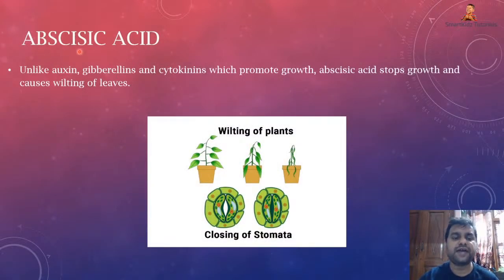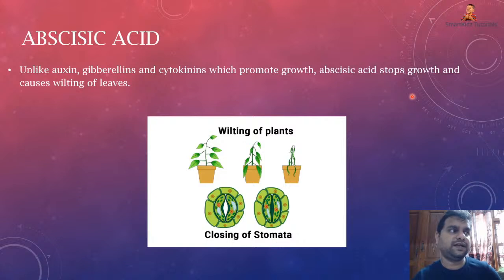Lastly, we have abscisic acid, but unlike auxins, gibberellins, and cytokinins, which promote growth, abscisic acid actually stops growth, does the exact opposite, and causes wilting of plants like this, or dying of plants. Not only that, once a fruit becomes mature, it leads to stopping the growth there, because the fruit can't keep growing forever. This abscisic acid also leads to breaking of the fruit from the stem, and it falls down. So basically it stops growth.